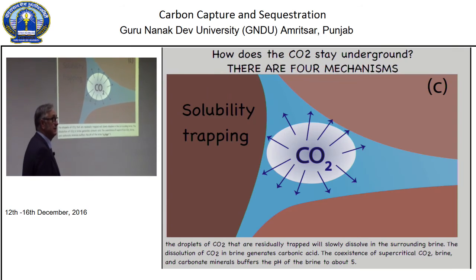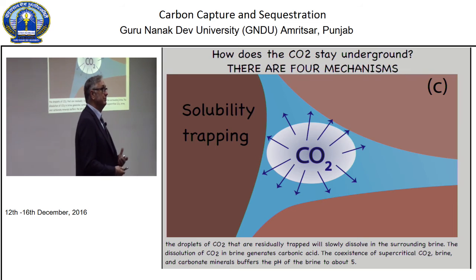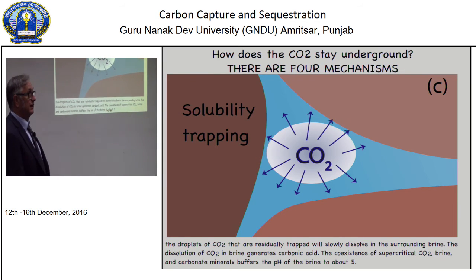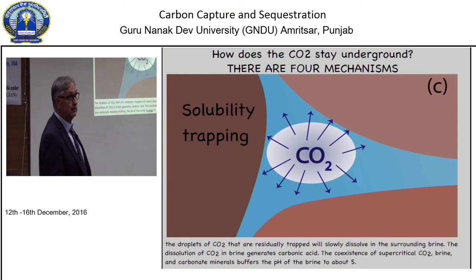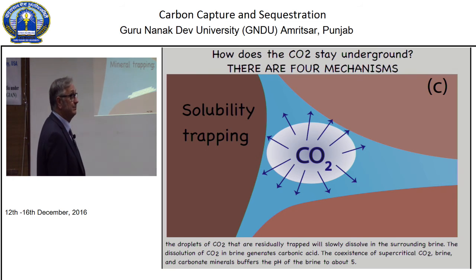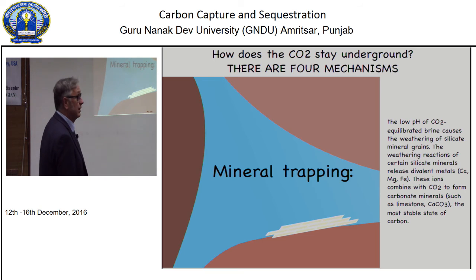What else can happen? The thing that should be most obvious to you is the CO2 dissolves in the brine water. That's just like the process by which we make soda water, and that's called solubility trapping. And the CO2 slowly dissolves into the brine. And then the last step is that the CO2 reacts with the rocks to form minerals like calcium carbonate, and those minerals will stay forever underground. They're lost to the atmosphere then forever. So that's the last step.